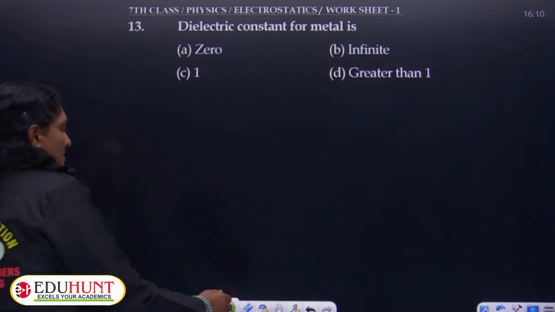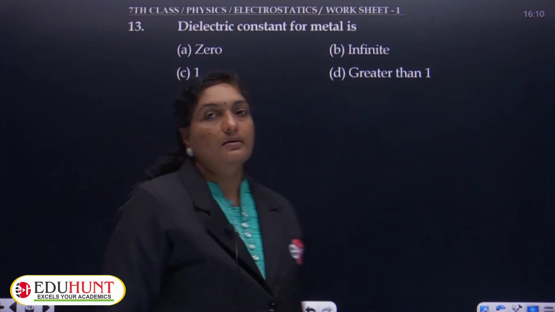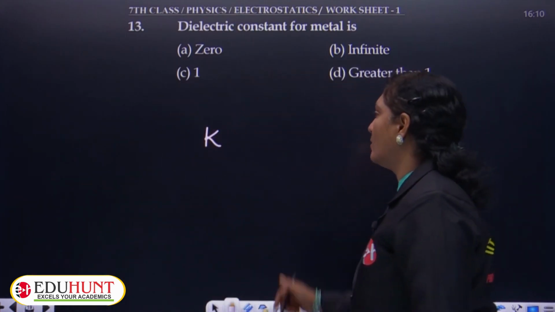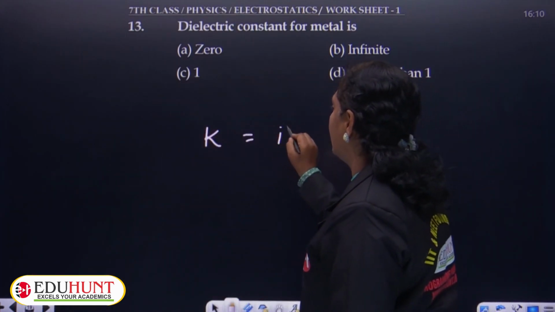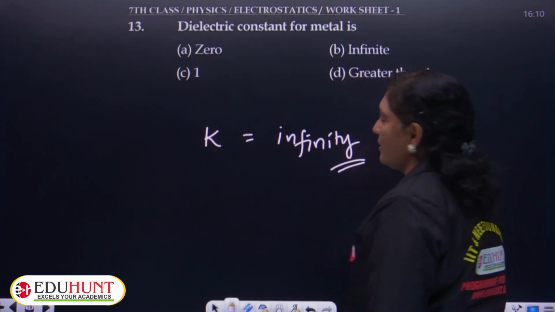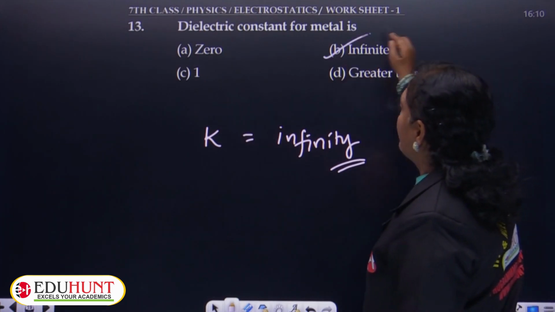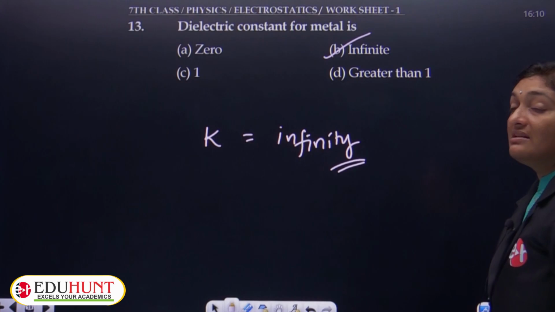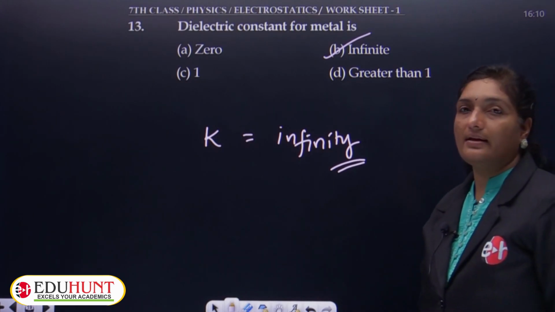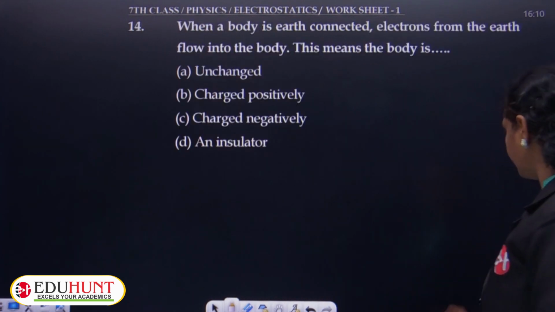The dielectric constant, I already told you, is indicated with the letter K. For a metal the dielectric constant is always infinity. For a metal it all depends upon the number of charges that are present. So the dielectric constant of a metal is always infinite, meaning an infinite number of charges can be there. Hence it is a good conductor.